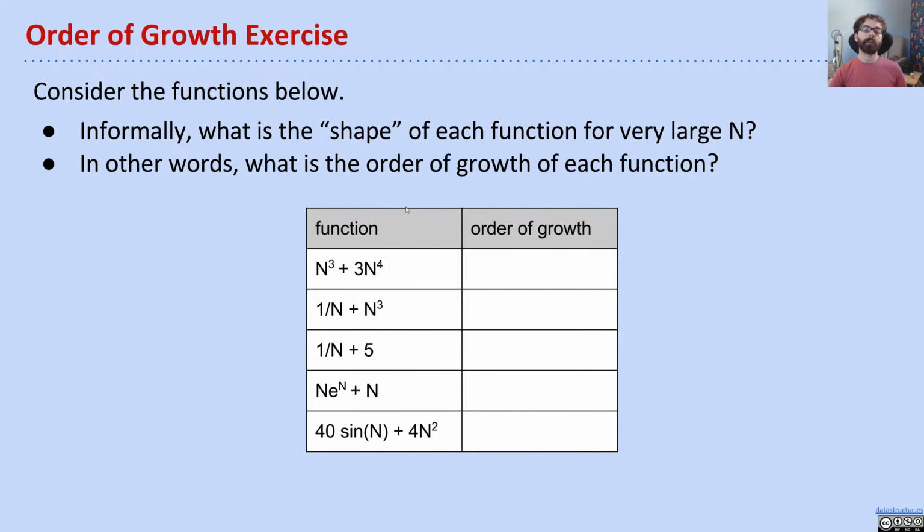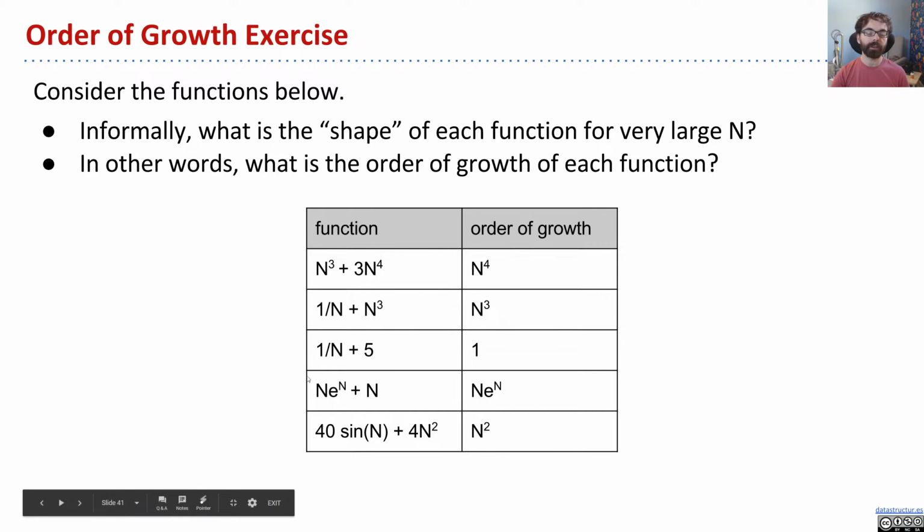So before I tell you what Big-Theta is, I want you to tell me what is the order of growth of these 5 functions. In other words, what's its shape? I'll give you a chance to think about this, and I'll tell you my answers. Okay, so my answers are n to the 4th, n cubed, 1, n times e to the n, and n squared.